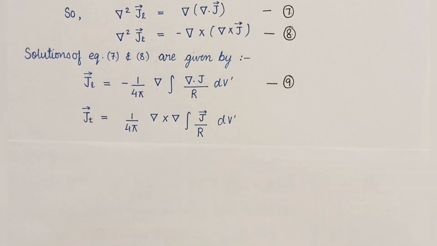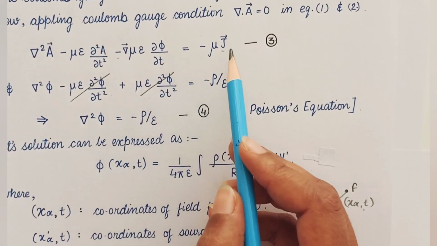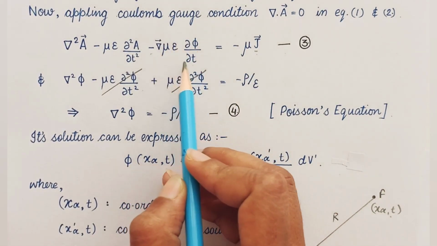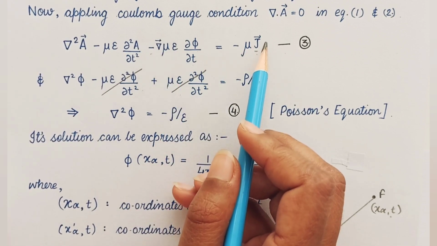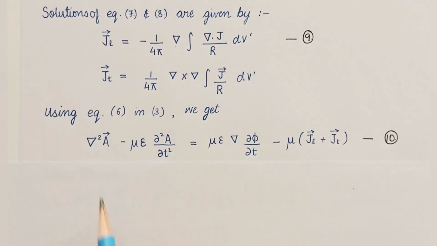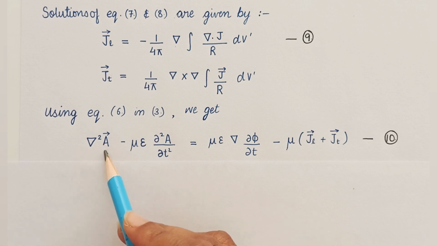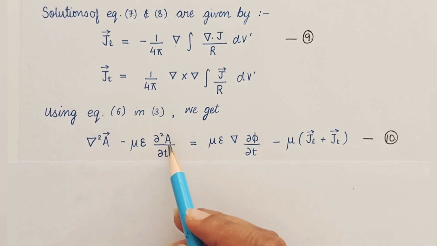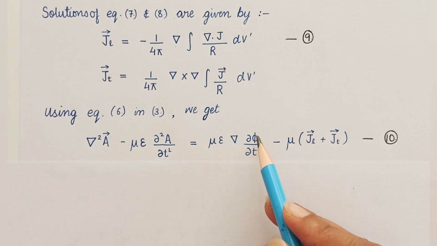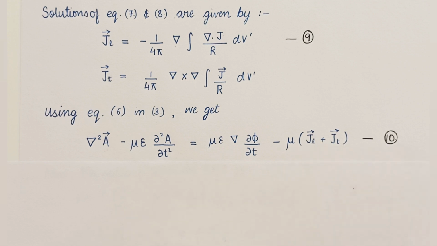Now, we are going to use the value of J from the 6th equation in the 3rd equation. Here, we are going to put the value of J, and carry this term over to the right hand side. Why? Because the left hand side will have only vector potential terms. So this is what we get after using the 6th equation and the 3rd: del square A minus mu epsilon curly square A upon curly T square is equal to mu epsilon del curly phi upon curly T minus mu (JL plus JT). Mark it as the 10th equation.